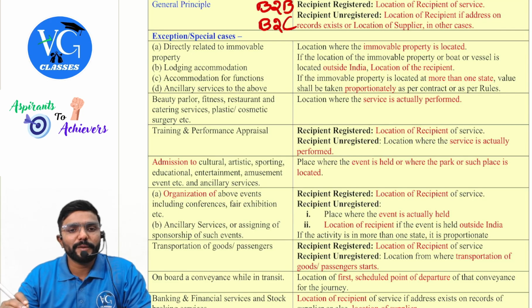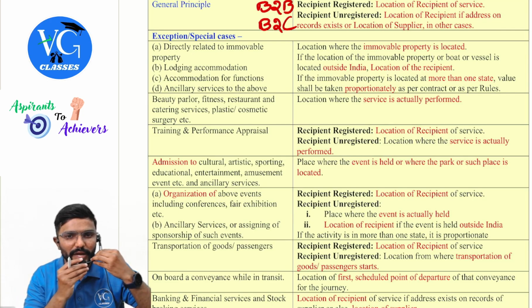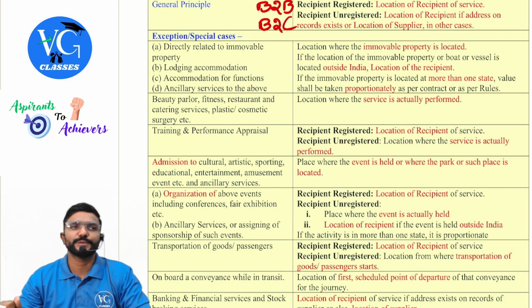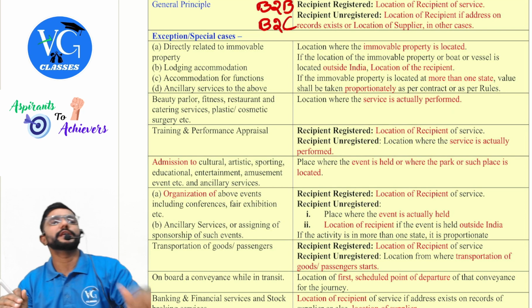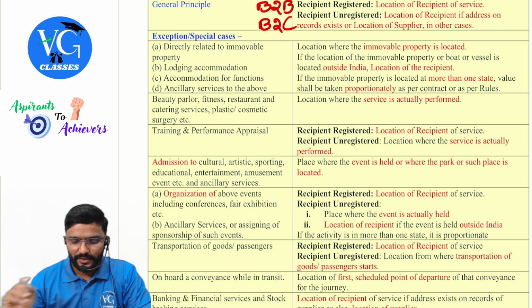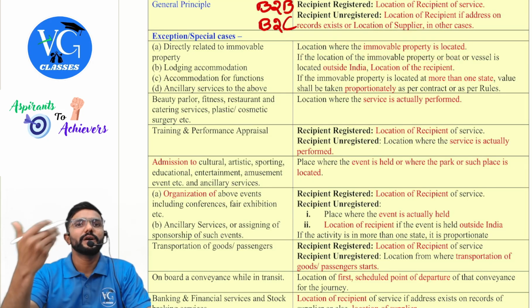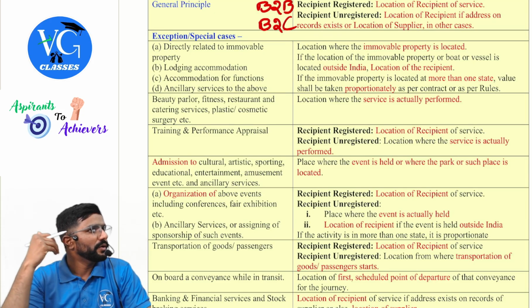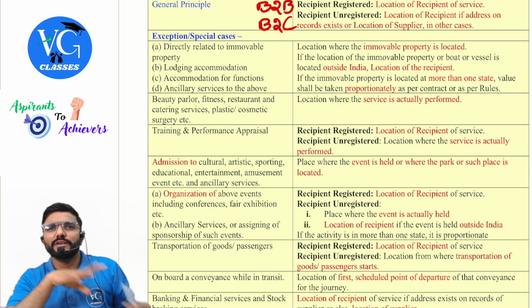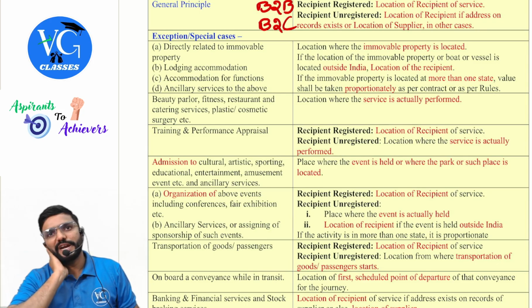Services directly related to immovable property, lodging accommodation, accommodation for functions, and ancillary services to the above. It means you are hiring a place, guys, or any services connected to immovable property. Then, what is the place of supply? The location where the immovable property is located. For example, I am booking a room in a hotel, or I am booking a convention hall. What is the place of supply? Wherever the room or the hall is located.